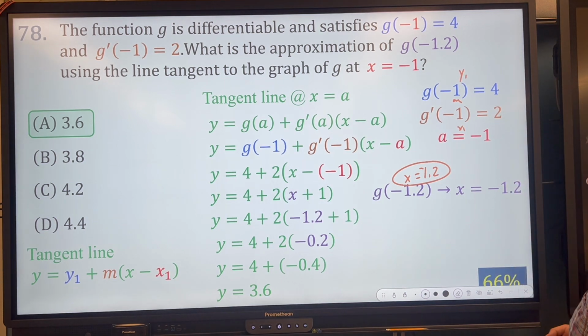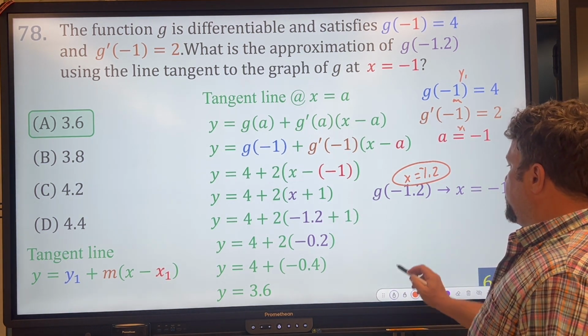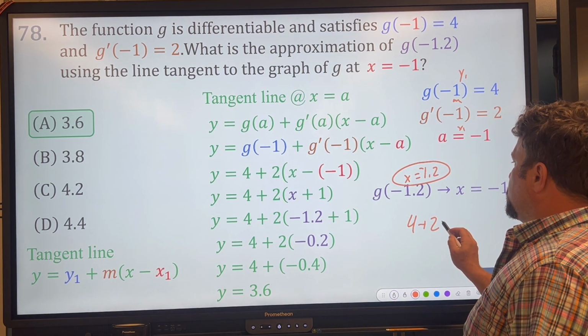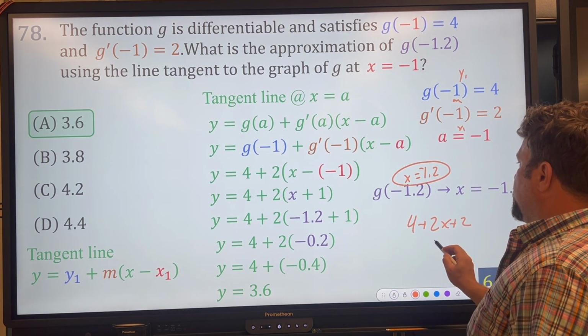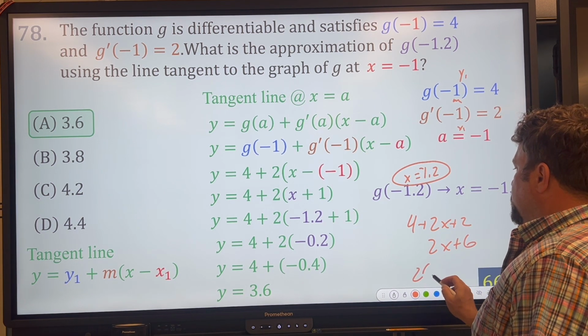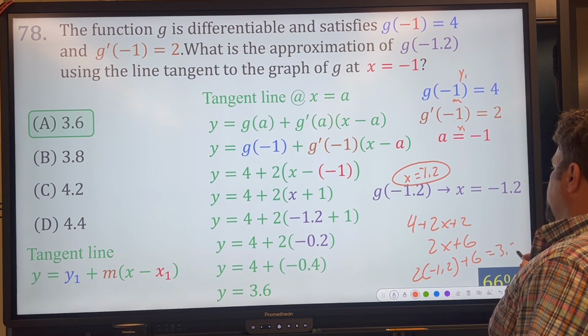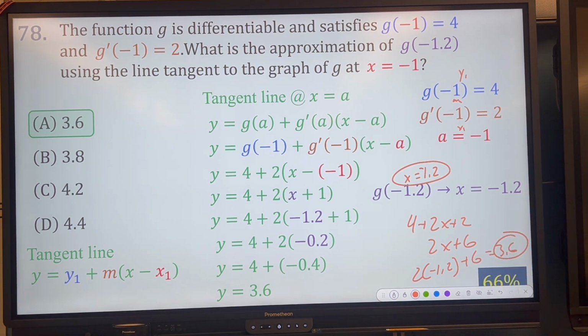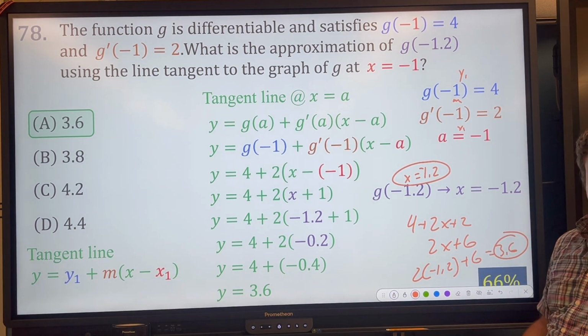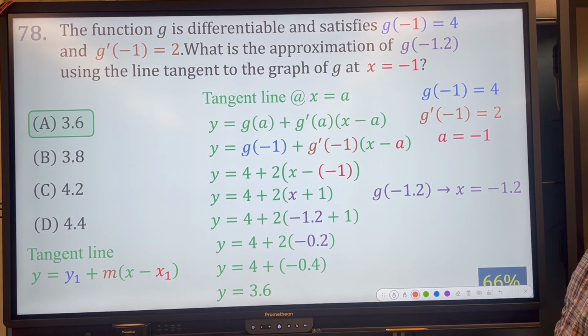If you did it the other way, you distributed, and you did 4 plus 2x plus 2, and you had 2x plus 6, it would have been the same thing. 2 times -1.2 plus 6 also equals 3 6/10. Either way gets you the same answer. Do you want to distribute early? Do you want to distribute later? 100% up to you. Either way, you'll get the right answer. Awesome? Cool.